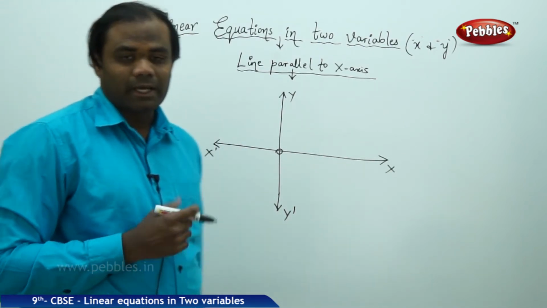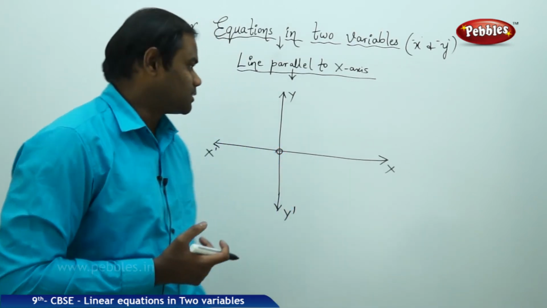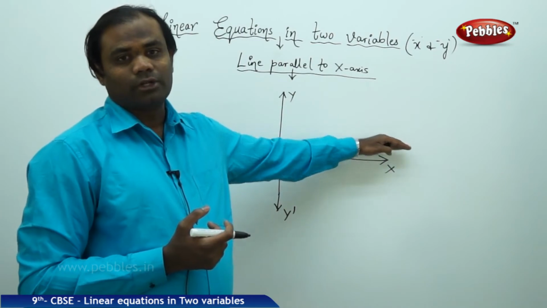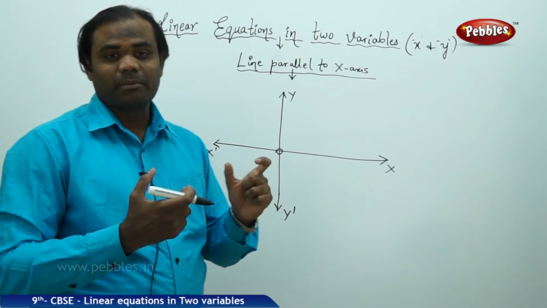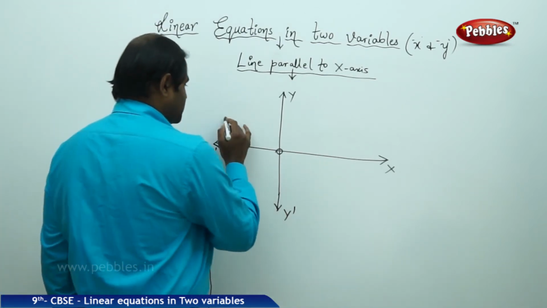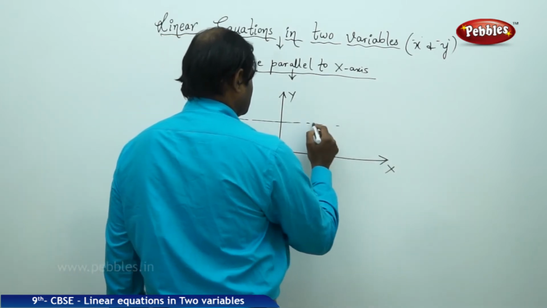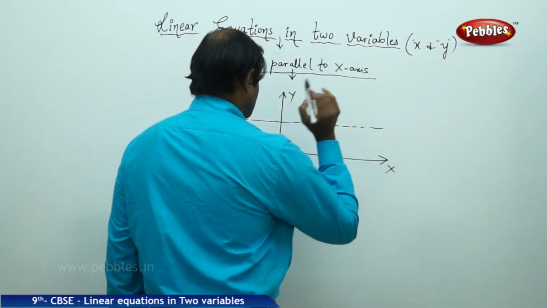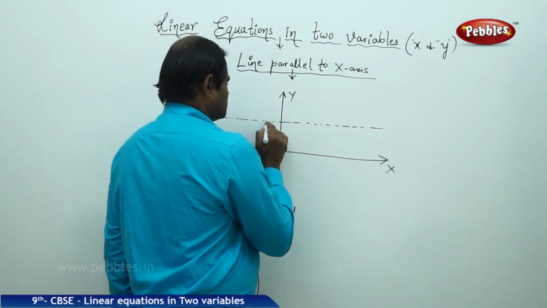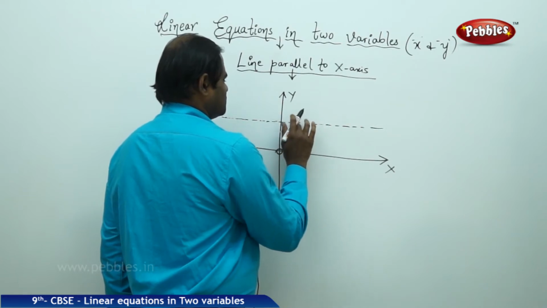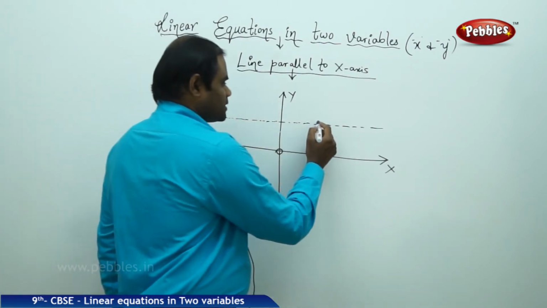Now let me take a line which is exactly parallel to x-axis. Parallel in the sense any line I draw parallel to x-axis is at equal distances at every pair of points. That is, say I take the line this, which is assumed to be parallel to x-axis.